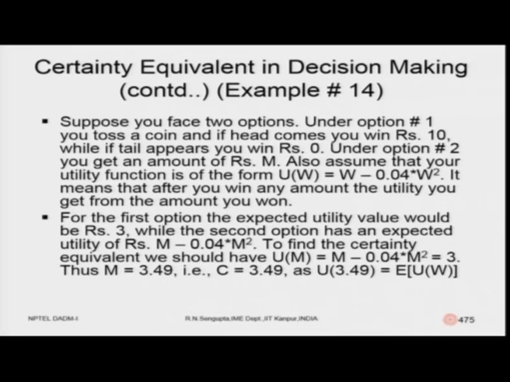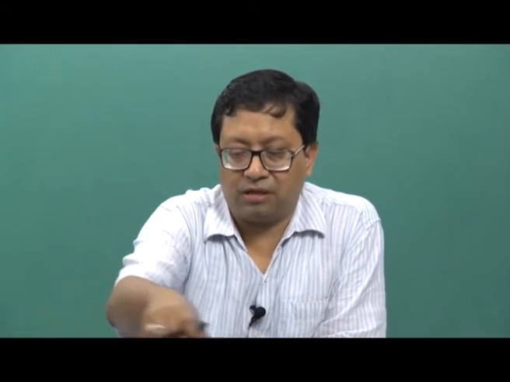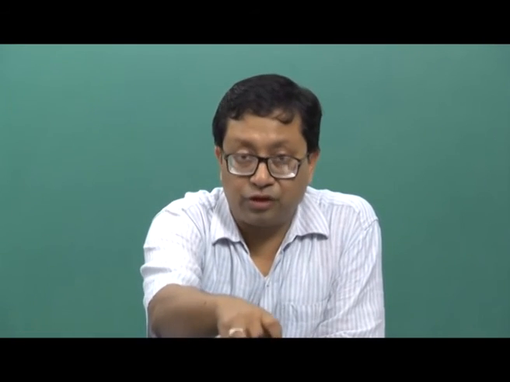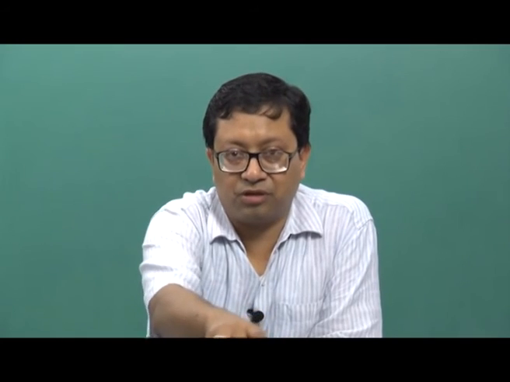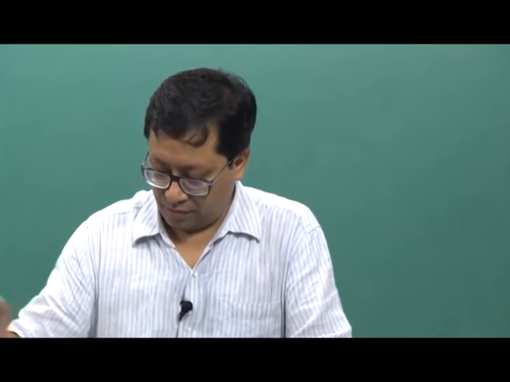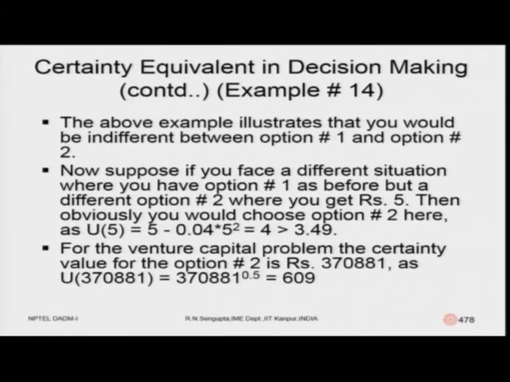So, 3 rupees 49 paisa, or 3.49 units, if I place it on the left hand side, and on the right hand side I have that gamble where half and half probabilities are there for tossing a coin, and the values I get are 10 and 0, then I will be indifferent between them. This value of 3.49 is the certainty value which I have. The above example illustrates that you would be indifferent between option 1 and option 2 when m is 3.49.